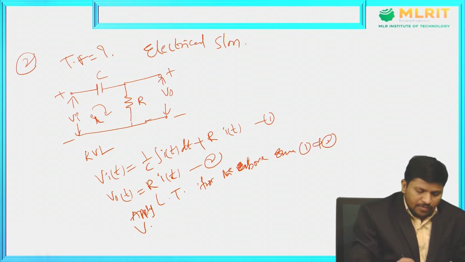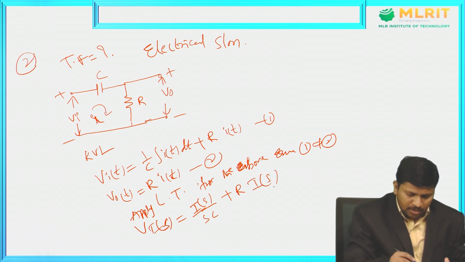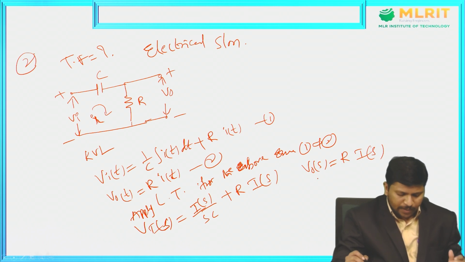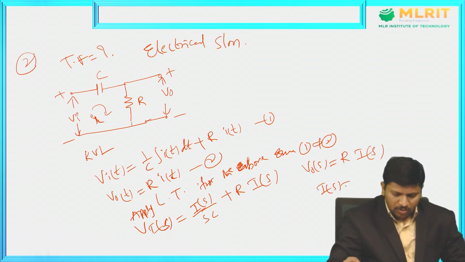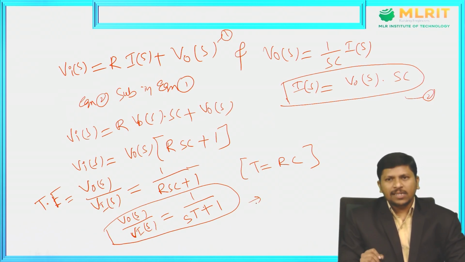We will get Vi of s equals I of s by sC plus R into I of s. From the second, V naught of s equals R into I of s. Now I of s equals V naught of s by R. This is the transfer function for the above electrical circuit.